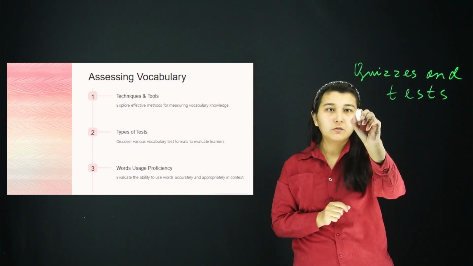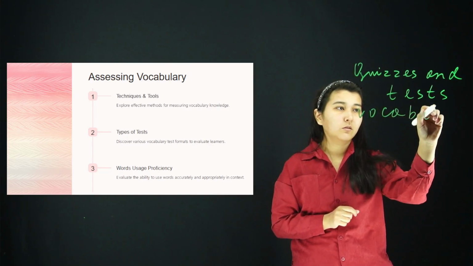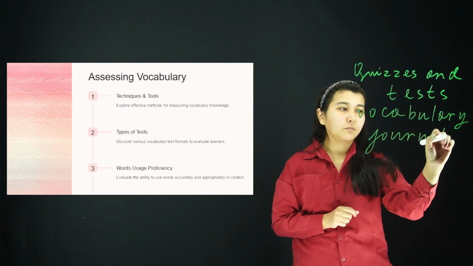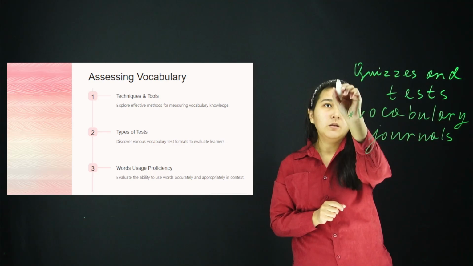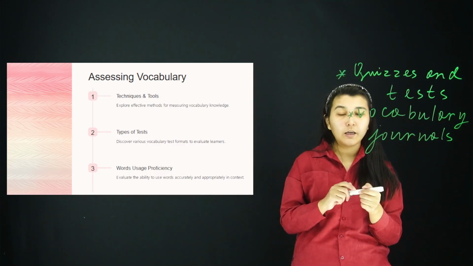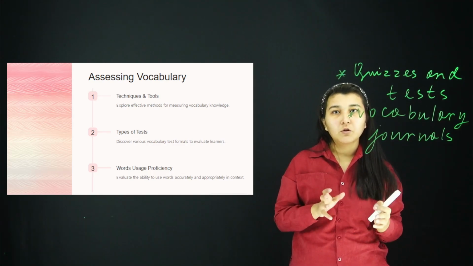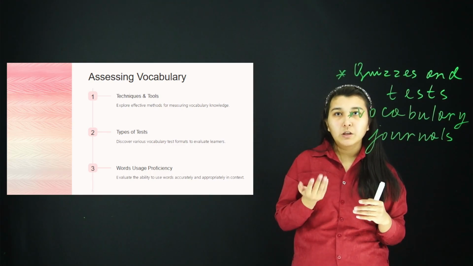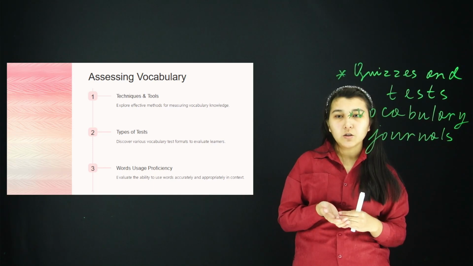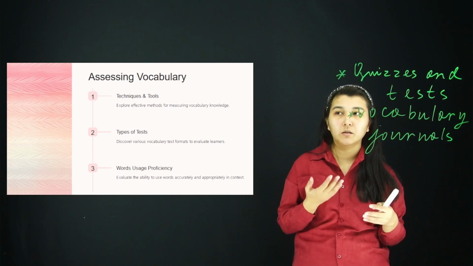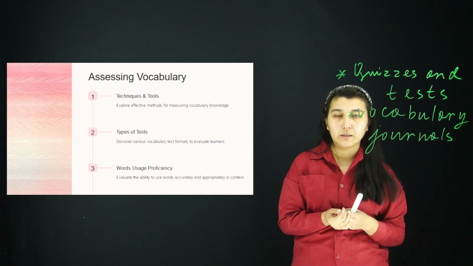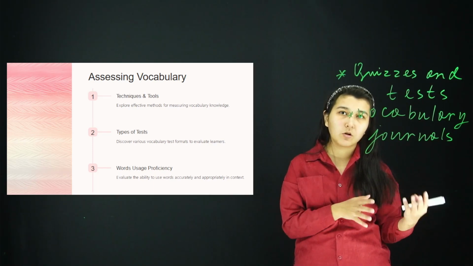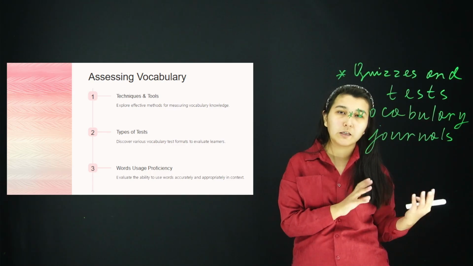Okay, the next type is vocabulary journals. What does it mean? It means you can keep a vocabulary journal for your class. For example, when you teach at school or at college, you have one particular grade class, and you teach them the English language throughout the whole term or whole academic year.